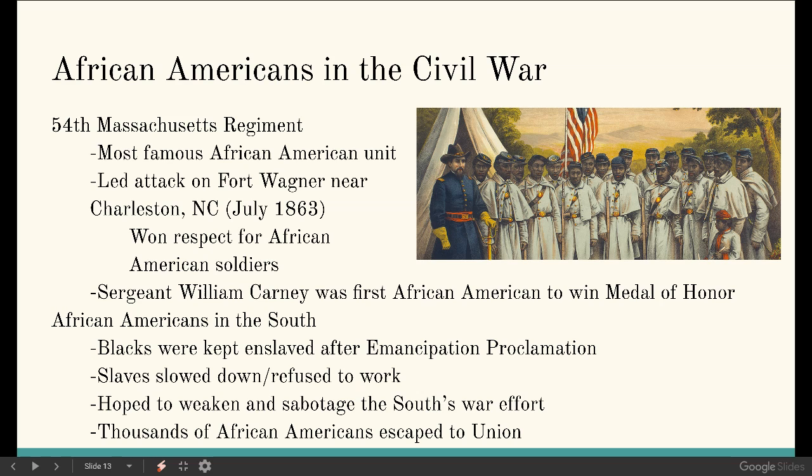Now, Blacks were kept enslaved after the Emancipation Proclamation, but a lot of slaves attempted to sabotage the South's effort by slowing down their work or just straight up refusing to work. And they hoped to weaken the South's efforts in the war. And then after the Emancipation Proclamation as well, thousands of African Americans escaped to the Union, where they would either join the military to fight on the Union's behalf, or they would just live as free African Americans in the North.